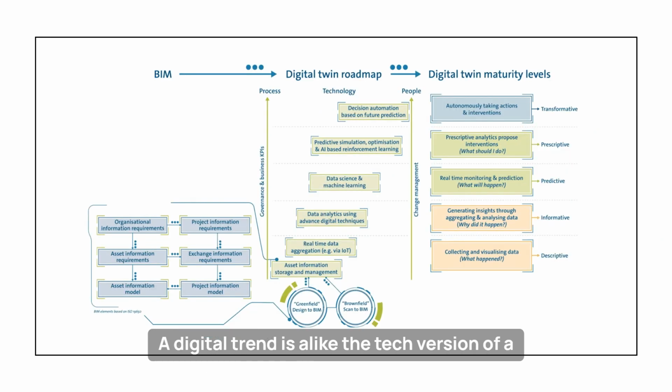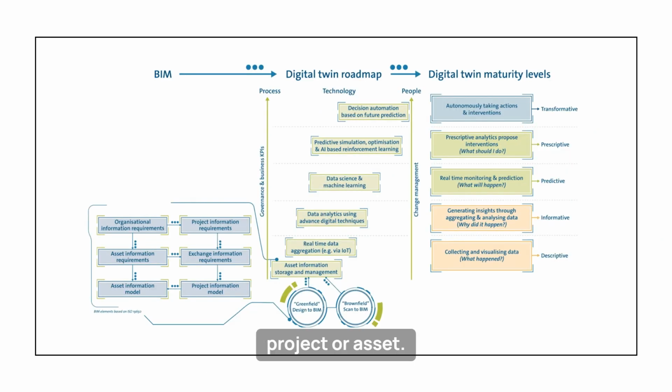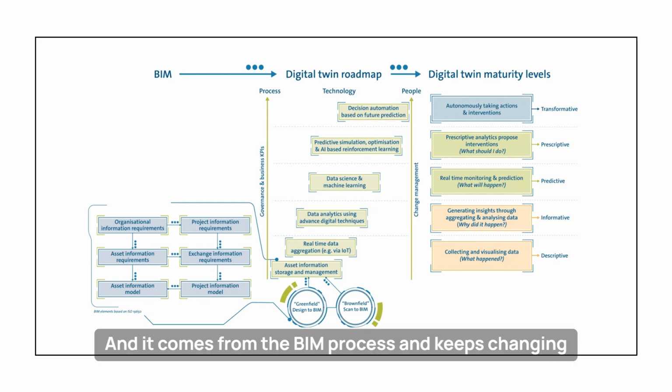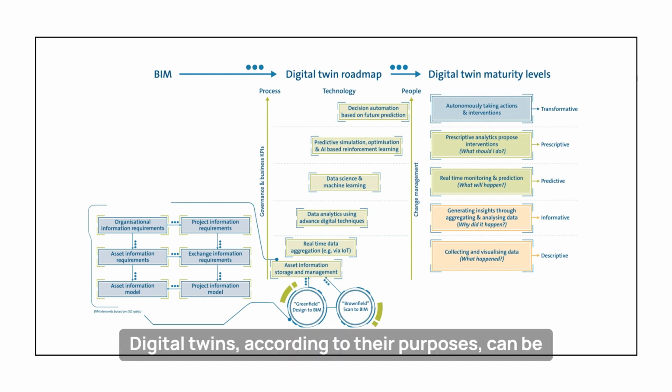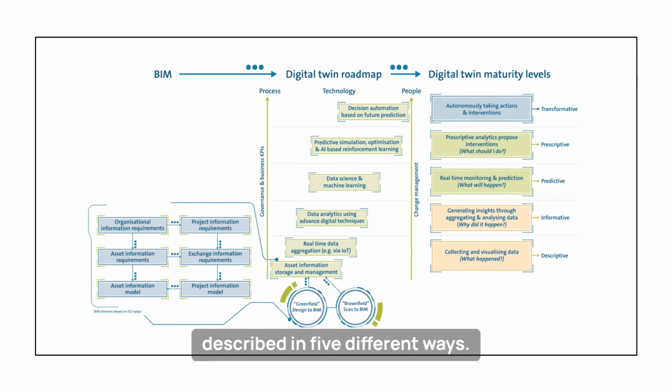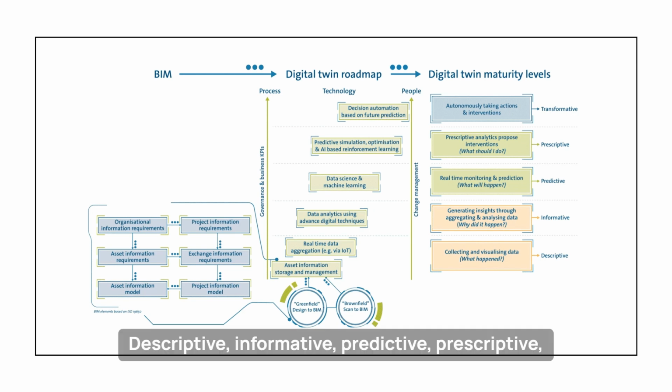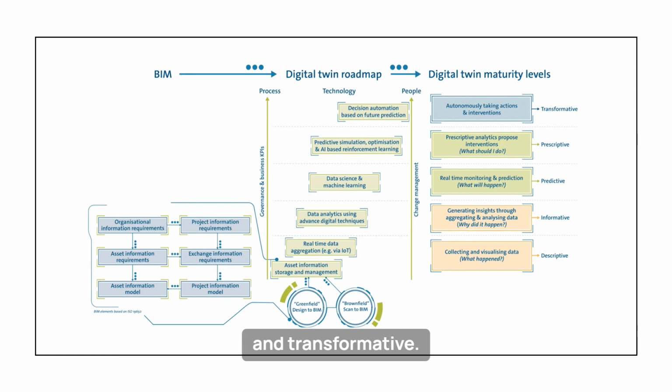A digital twin is like the tech version of a project or asset. It comes from the BIM process and keeps changing based on real-time data once the asset is in use, which makes it pretty cool. Digital twins, according to their purposes, can be described in 5 different ways: descriptive, informative, predictive, prescriptive, and transformative.